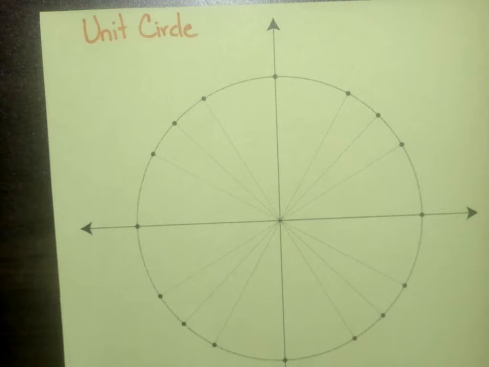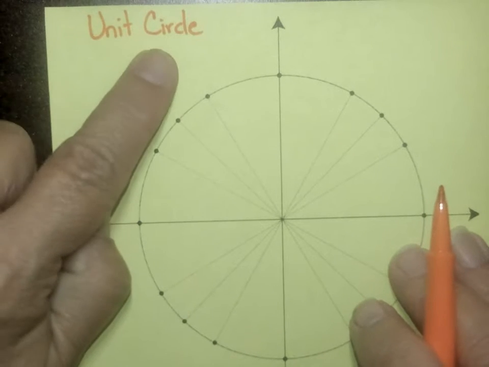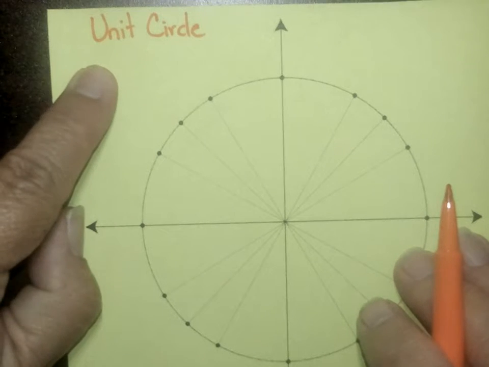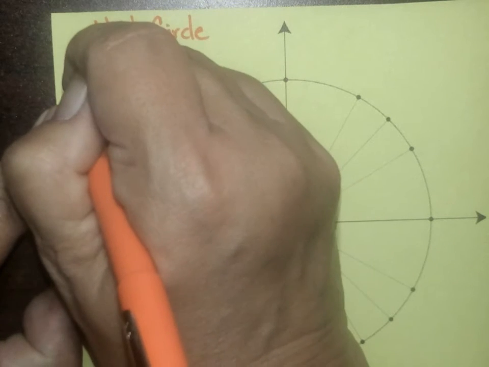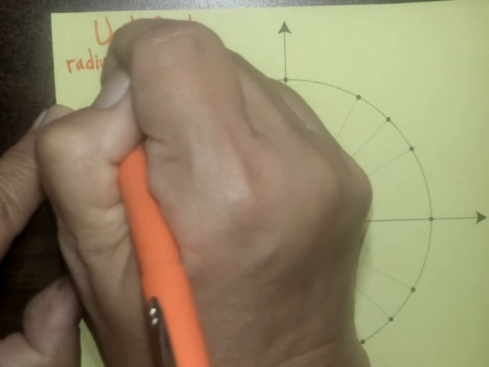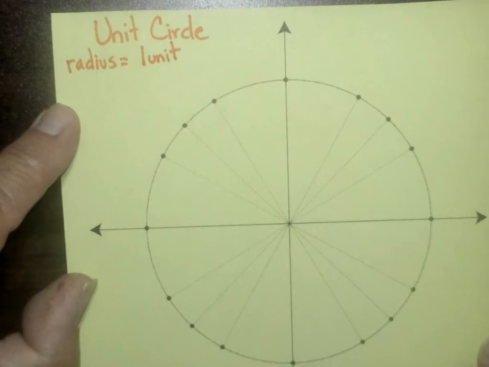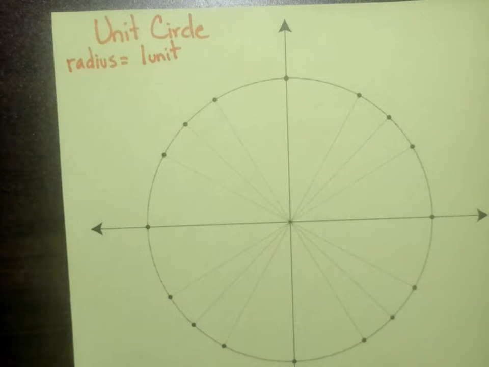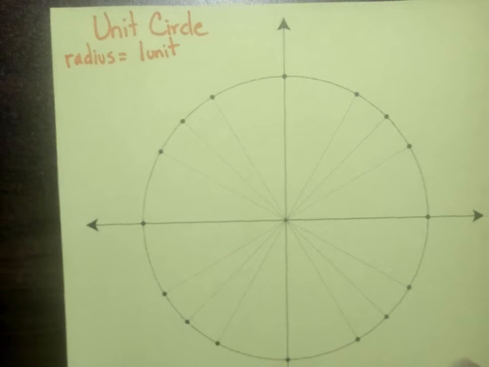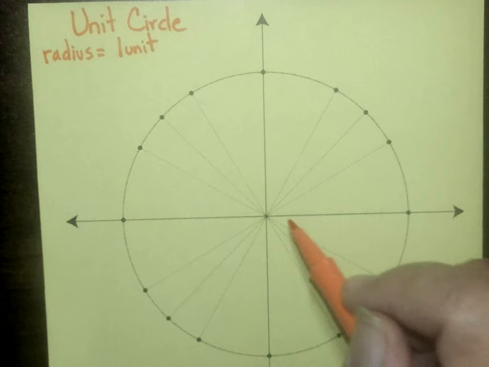Alright, so today we are looking at building the unit circle. What we mean by unit circle is that the radius of the circle is equal to 1 unit. That unit could be 1 foot, 1 meter, 1 inch, 1 yard, 1 kilometer, be really big, but the radius is 1.